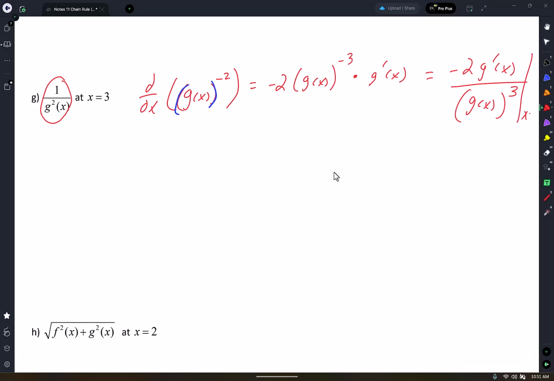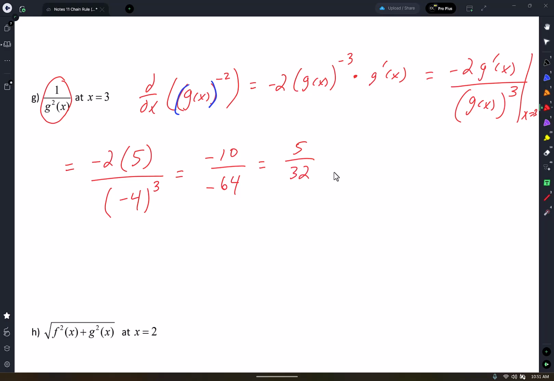This evaluated at x equals 3. You guys ready? Here we go. I'm slowing down. Negative 2 times g prime of 3. I don't know what g prime of 3 is. You guys help me out. What is it? 5? All over g of 3. What's g of 3? Negative 4 to the third power. So let's see. Negative 10 in the numerator and negative 64. 4 times 4 is 16. 16 times 4 is 64. Negative divided by negative is a positive. And this reduces to 5 over 32.